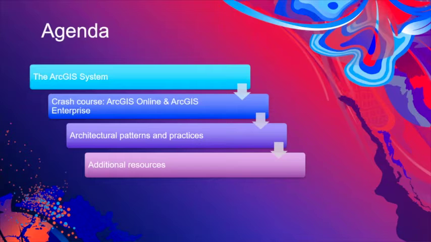Now, the next topic and the main reason we're here today is to discuss the architectural patterns and practices. What do you want? What do you do with ArcGIS Online? What do you do with ArcGIS Enterprise? After which, we will look at additional resources, and this is to provide you with additional information on areas discussed today. Then we will open the floor for some questions from you.